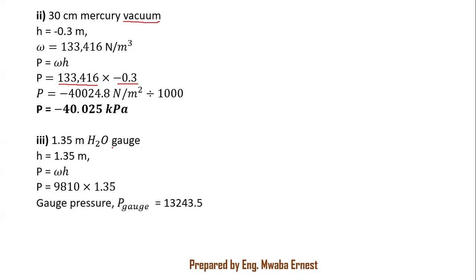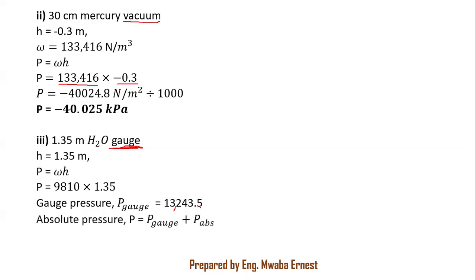Now, the secret is that what we were told is that this is gauge pressure. When you're given gauge pressure, here we're looking for absolute values. So it means we're going to add the atmospheric pressure. So 9810 times this, we get our gauge pressure as 13,243.5.